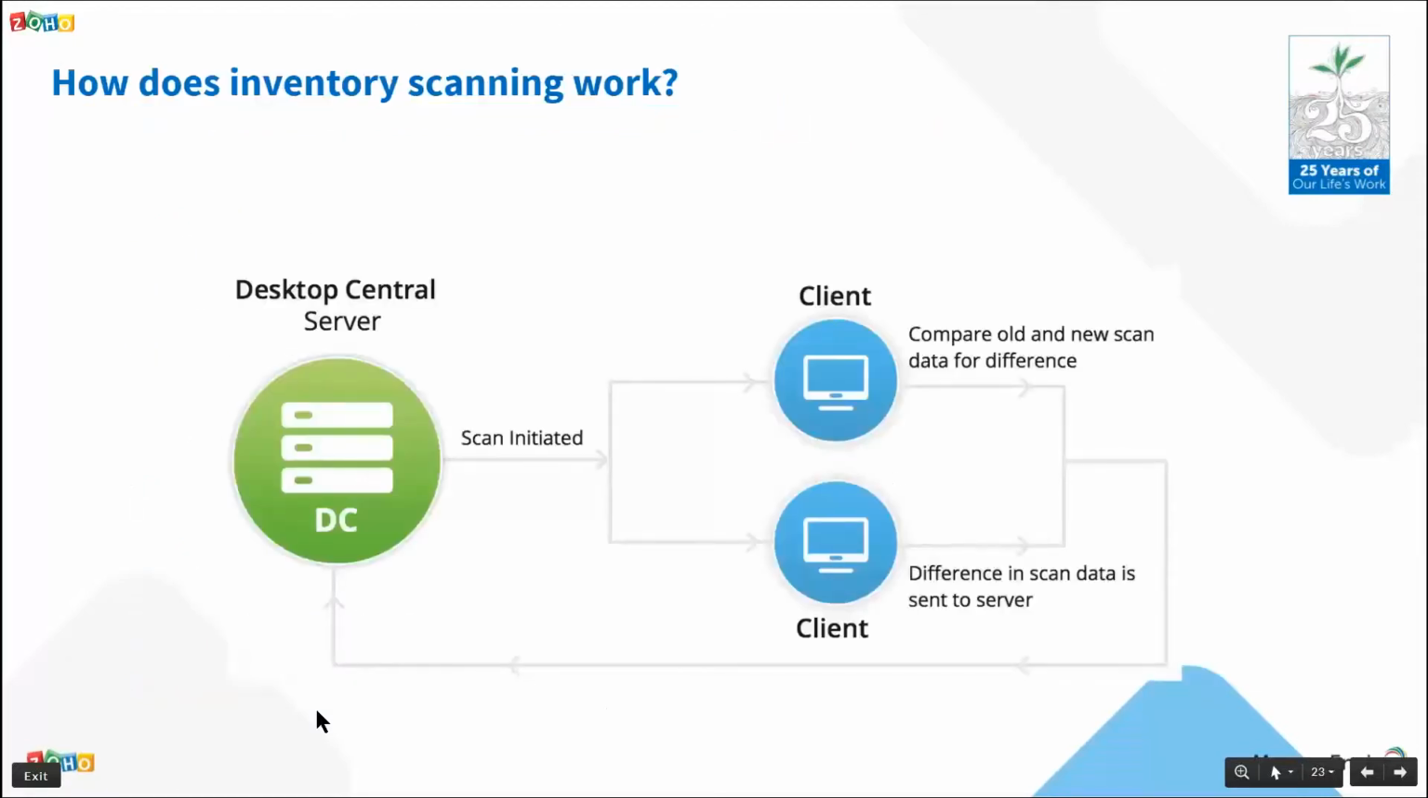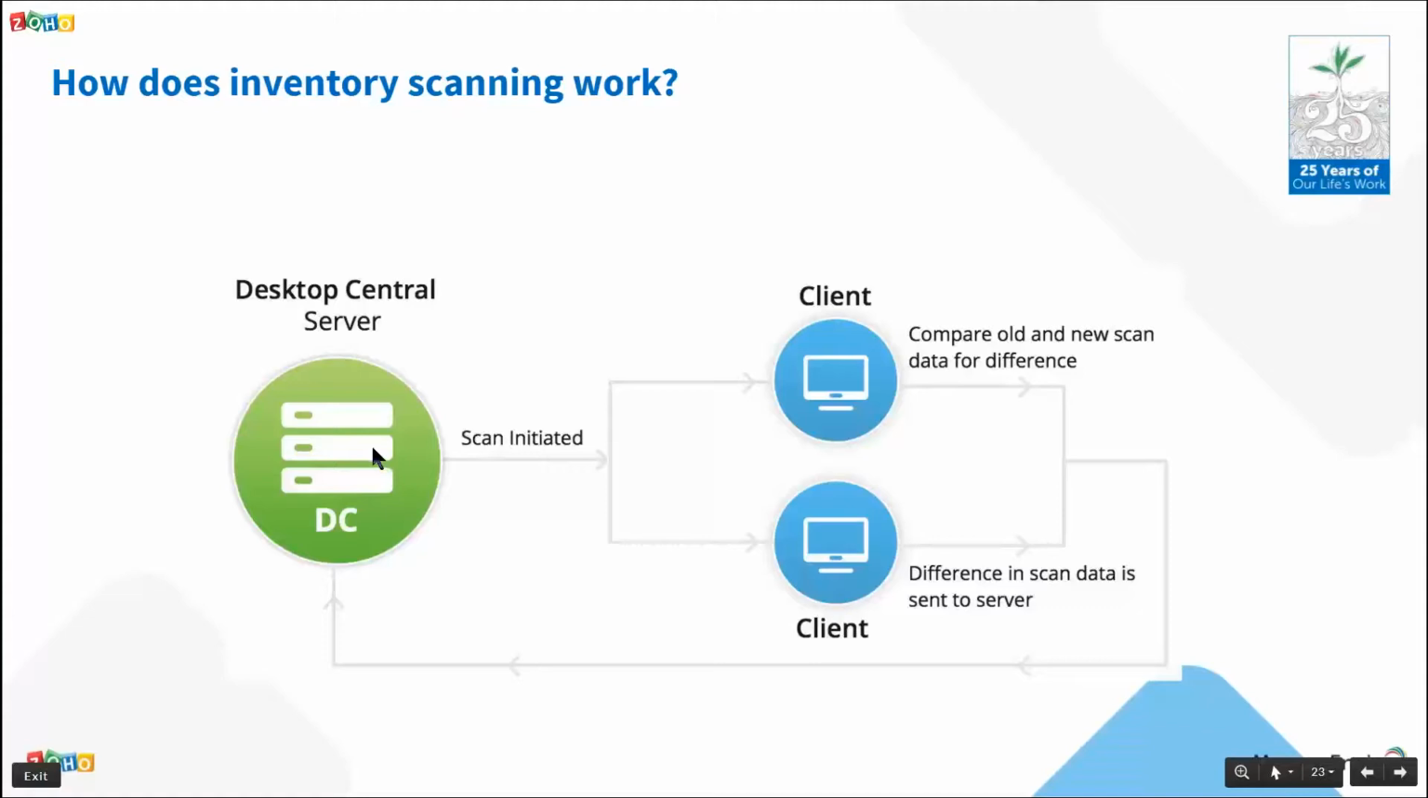Here's the architecture of how we collect the data. We use an option called inventory scan to collect the data. First, the Desktop Central agent is required to be installed on all the computers. When you install the agent for the first time, it will run a complete scan, called a full scan, and it will post the data to the Desktop Central server.